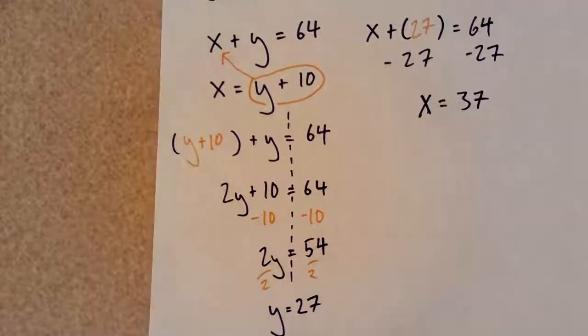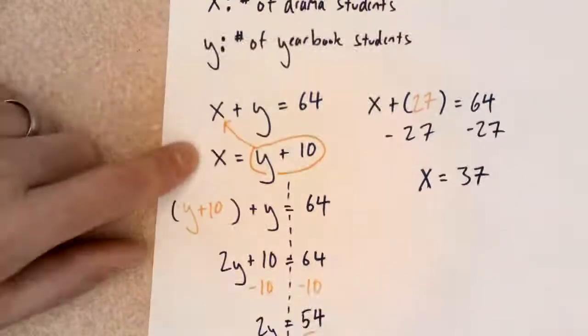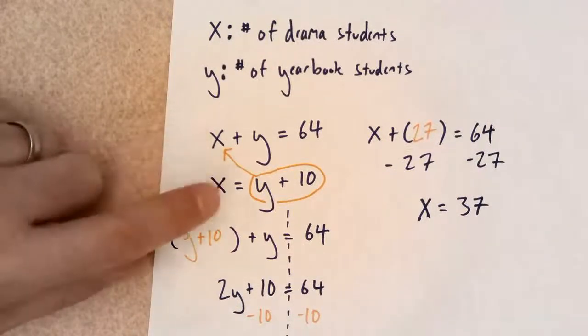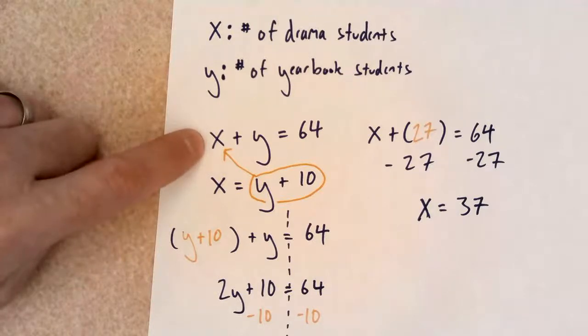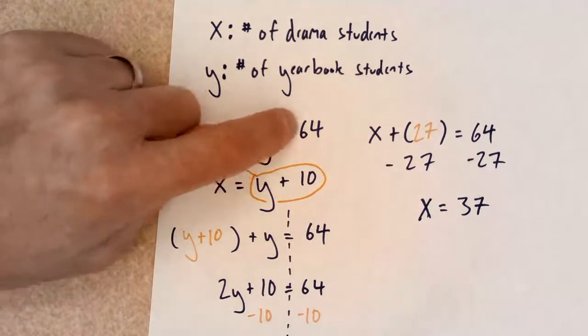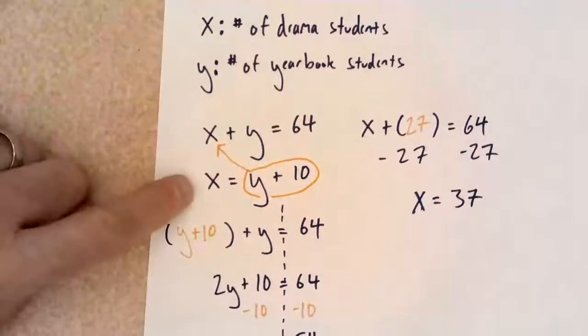All right, folks. Oh, hey, one other note, those of you that are doing this online, if you're asked to enter your system of equations, it should be 1x plus 1y equals 64. Sometimes that information might be helpful.